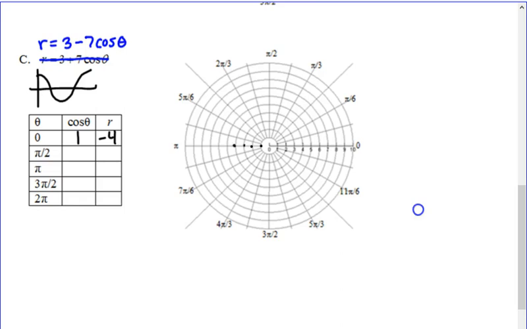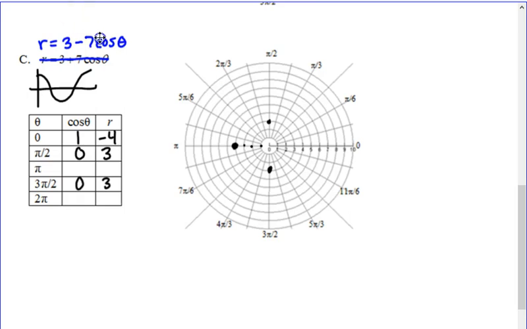1, 2, 3, 4. There we go, right there. Now when I put pi over 2 in, it gives me a cosine value of 0. 3 minus 7 times 0 is 3. And that's also going to happen at 3 pi over 2. So at 3 pi over 2 and at pi over 2, my radius is 3.